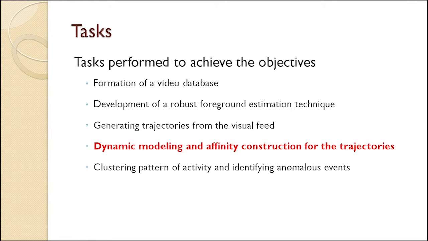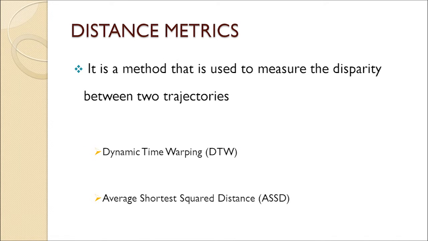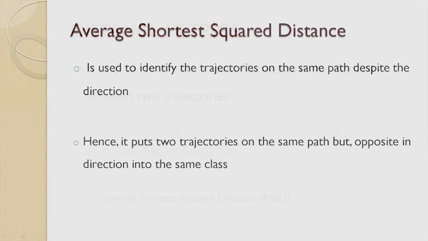Once the trajectories have been extracted, the next step is to compare them with each other and identify their disparities. Different features can be extracted using different distance matrices. For example, direction can be detected using dynamic time warping, and paths can be identified using the average shortest squared distance matrix. This gives a very brief introduction to the ASSD method.